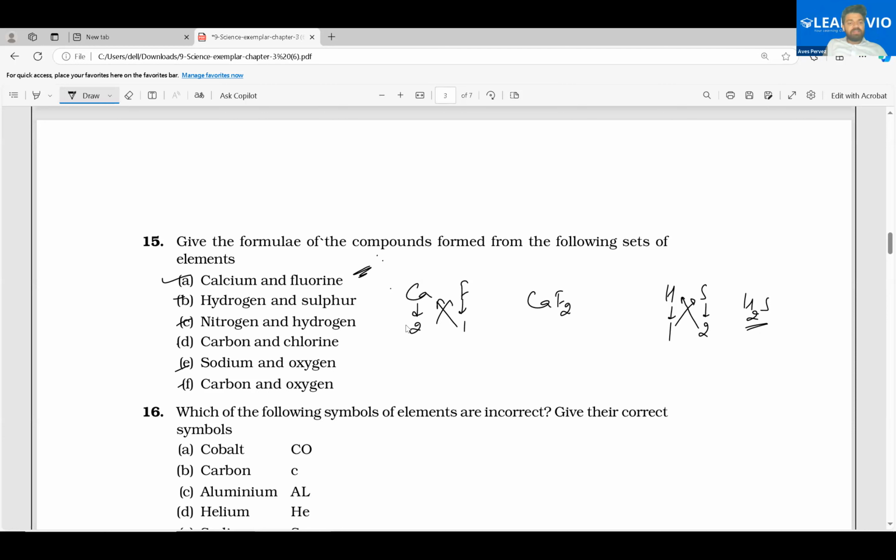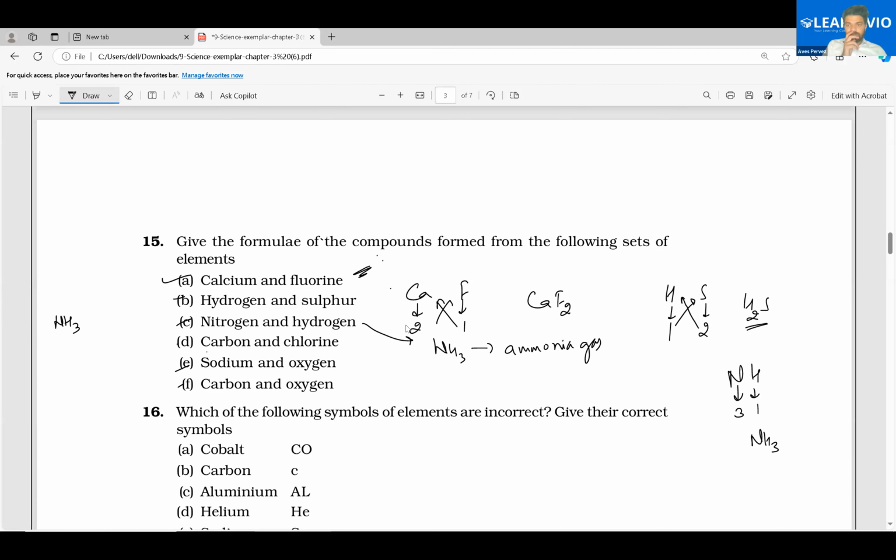NH3 is ammonia, because nitrogen has valency 3 in the form of nitride. Its valency is 1. So nitrogen and hydrogen will be NH3. Okay, and the formula is NH3, sorry, ammonia. Ammonia gas. Carbon and chlorine.